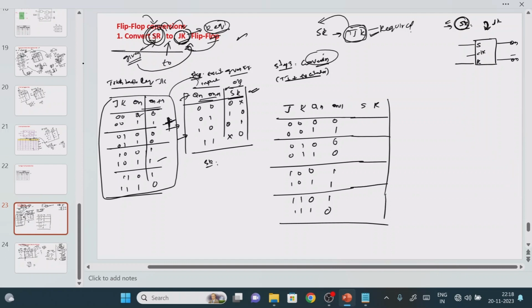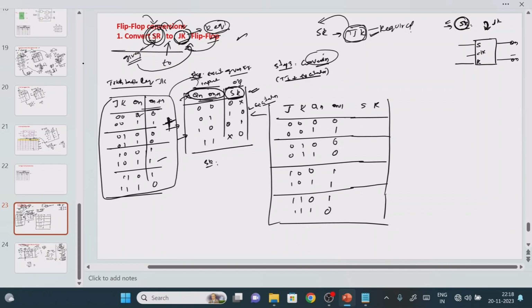Now what we have to do here is exactly find out the S value and R value. Then how do we find the S value and R value? See, with the help of this excitation table, this is important, guys. With the help of the excitation table, we are going to find the SR value. So for the SR value, which is the output, right? What is the input value?